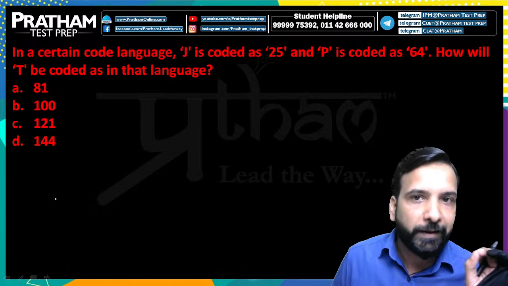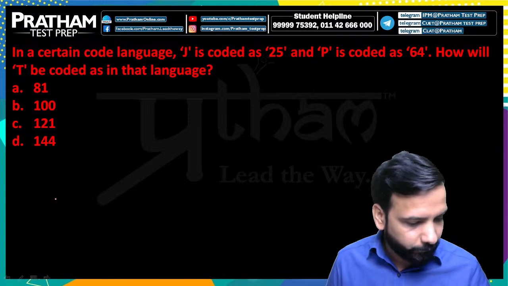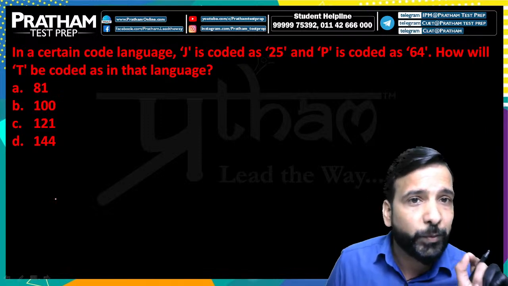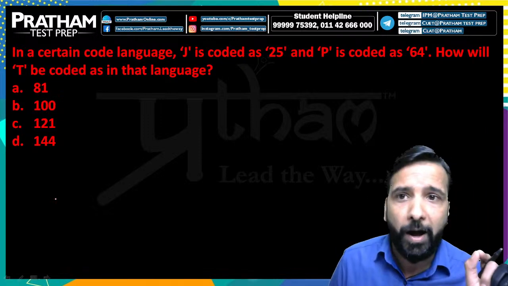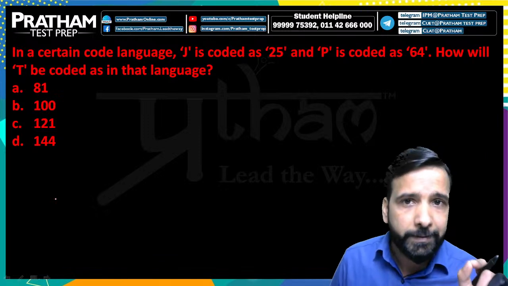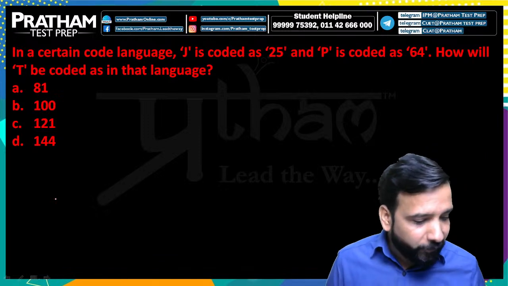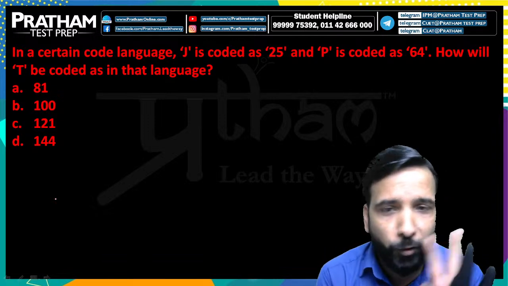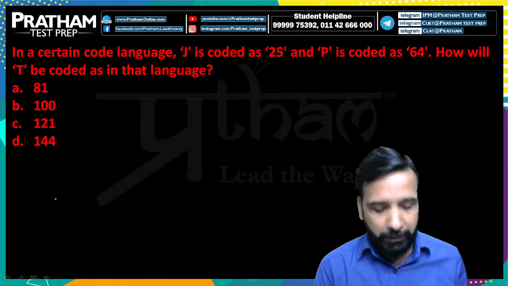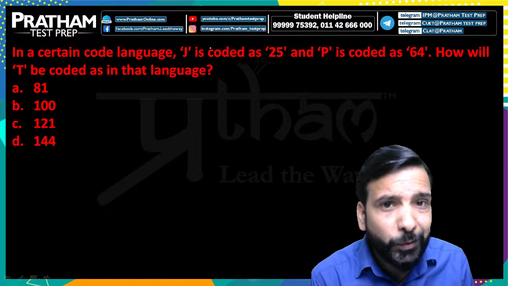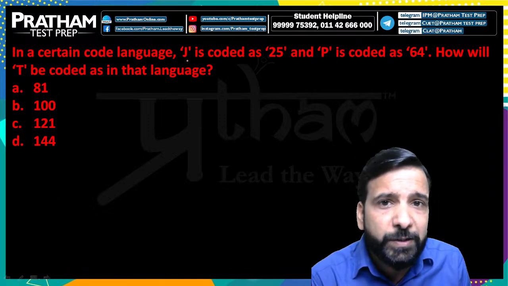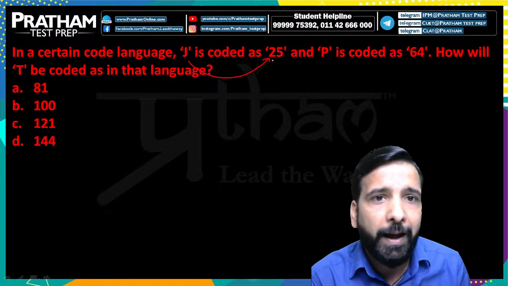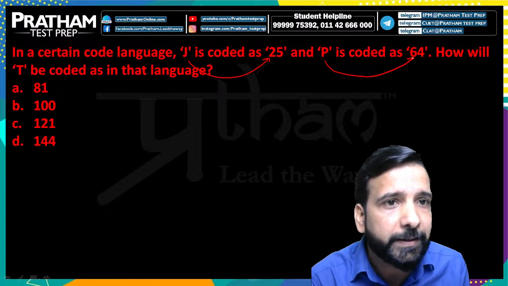It says in a certain code language, J is coded as 25 and P is coded as 64. How will T be coded in that language, right? One very basic question, very easy question, right? How will we solve the question? Four options are given here with the question, right? So it says J is coded as 25 and P is coded as 64.